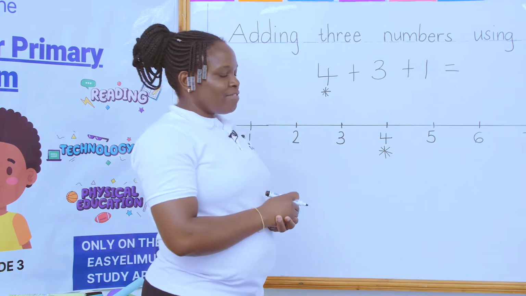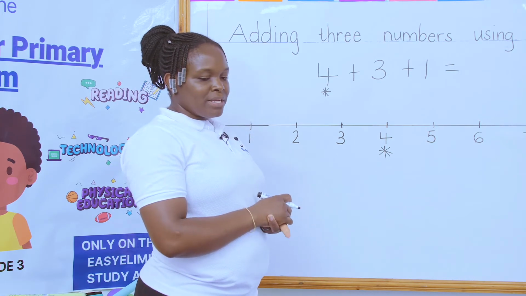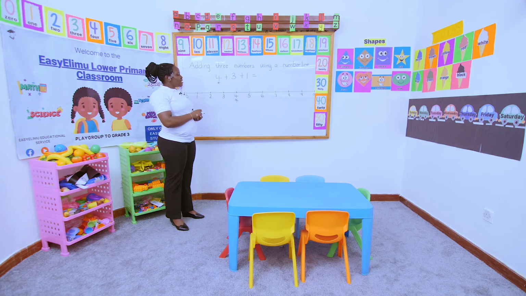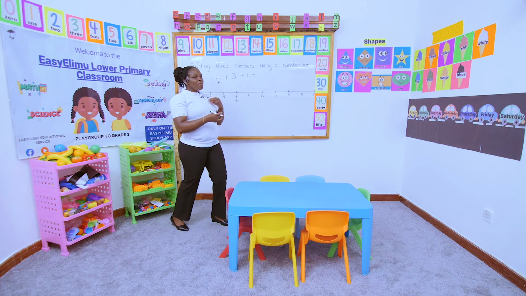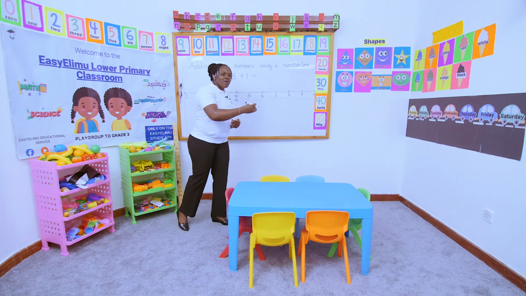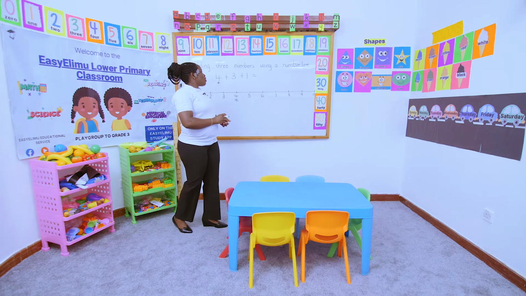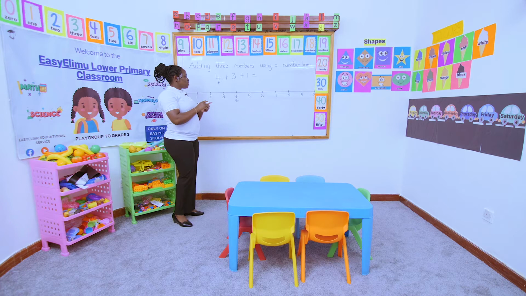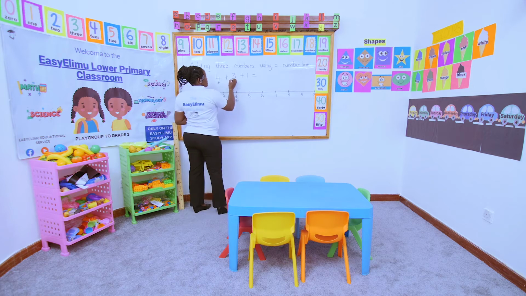Then I ask myself, 4 is my beginning number, my big number. How many steps am I supposed to move? And am I moving backward or forward? What did we say? We move forward when we are adding, when we are increasing. So starting at 4, I am moving 3 steps forward.